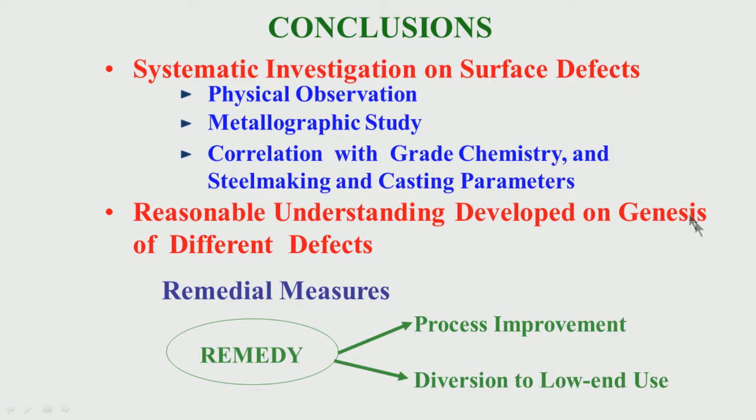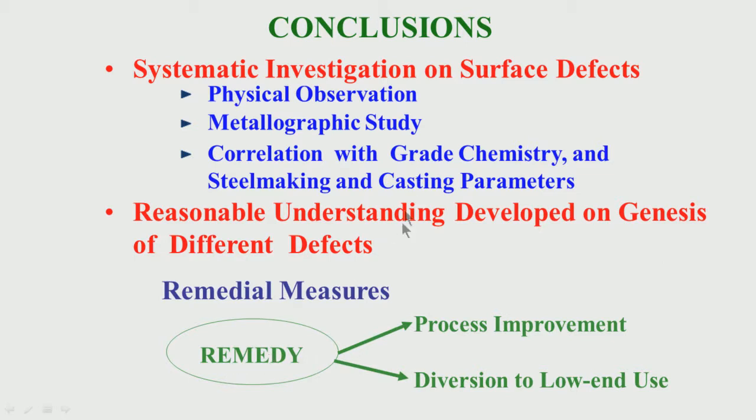So, using all this, people can develop some reasonable understanding of the genesis of different defects. This is very important. Development of the genesis of different defects. So, you require physical observation, that means good inspection, you require some metallographic observation study, you require good correlation with the chemistry and the steel making casting parameters. That means everything is required. Here some knowledge is involved, here some practical ideas are involved. So, this combination of theory and practice will finally give you a lot of concrete information.